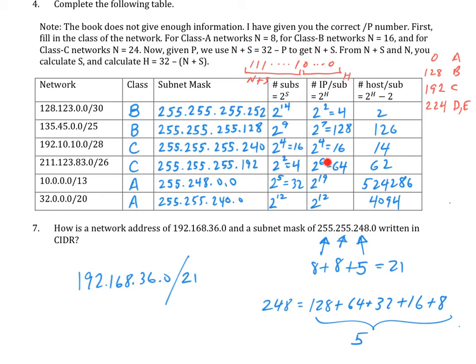And we can make these calculations. Finally, the last 2 rows are both class A's with N equals 8. If N plus S is 13, then S is 5, and H is 19. And if N plus S is 20, where N was 8, then S is 12, and H is also 12.